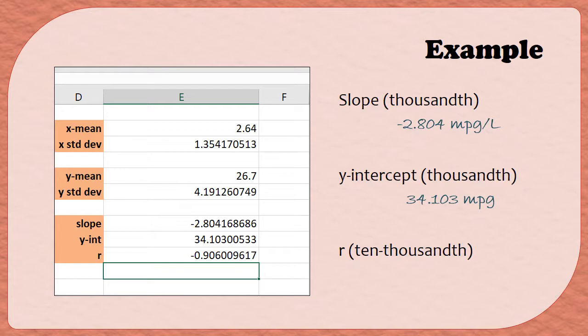Lastly, we have to report our value for r. The good news is that r does not have any label, so we just have to write the number here, in this case to the 10,000ths place. So I'm going to write negative 0.9060. So that's how we find these summary values in Excel.